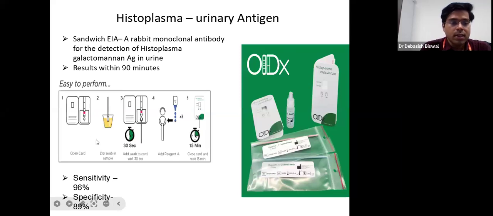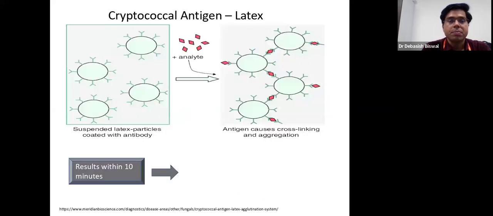So you can see here is the kit. You have to open the card, then dip the swab in the sample and add the swab to the card, wait for 30 seconds, then add reagent A, close the card and wait for 15 minutes. The sensitivity is very good, around 96%, and specificity around 89%.